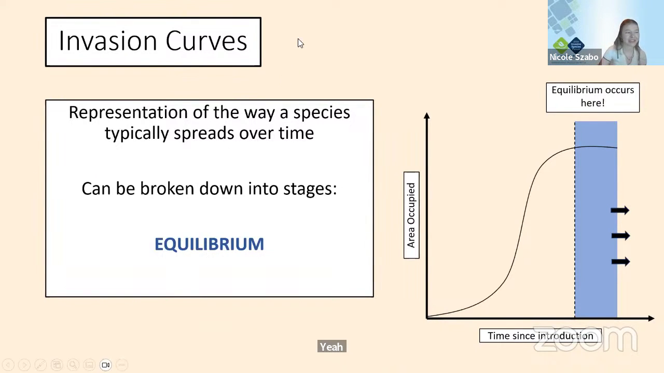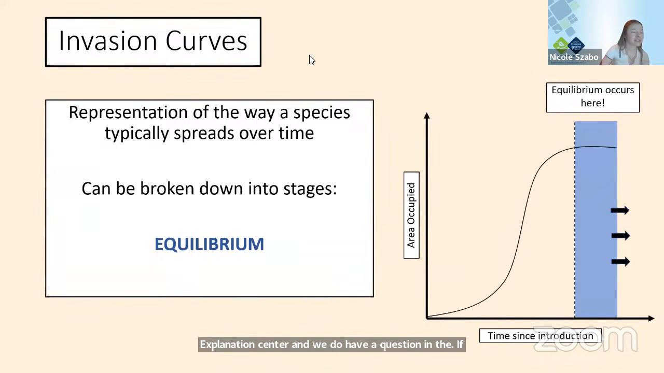And we do have a question in the chat. If you were to do additional analysis to predict which species will be invasive in the future, what variables might you investigate further?